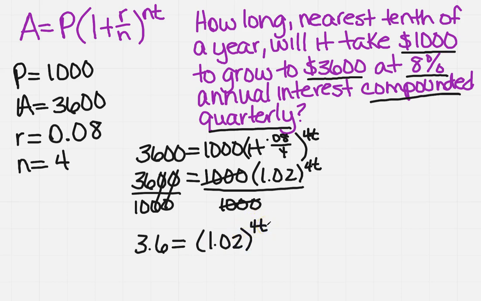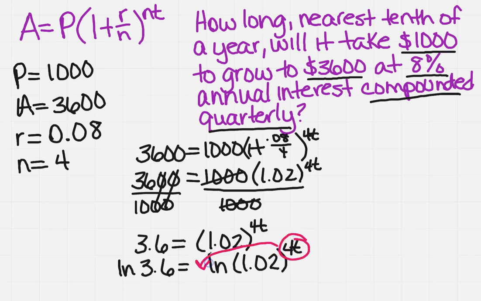Now, if I want to find out what t is, what am I going to have to do? Well, I can take the natural log of both sides. So this would be ln of 3.6 equals the ln of 1.02 to the 4t. Now remember that exponent rule that we went over? It's been a little while, but we're going to take the exponent and we need to move it down in front, because remember we still have to find t. So that's going to give me the ln of 3.6 equals 4t ln 1.02.